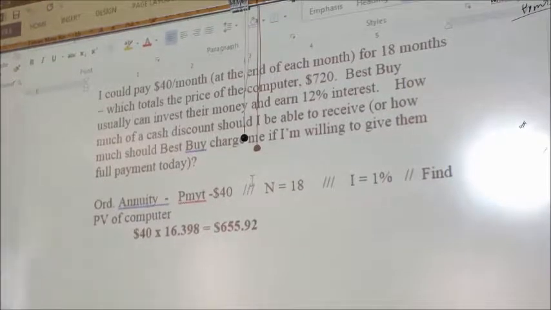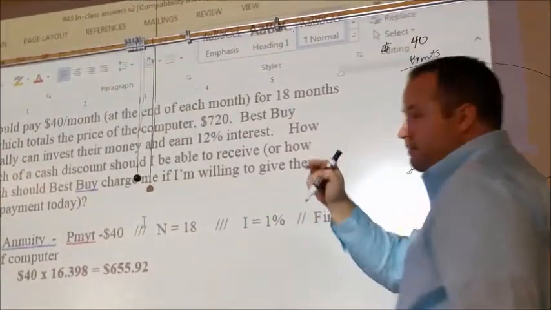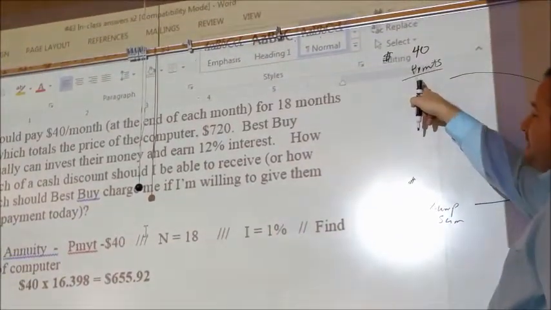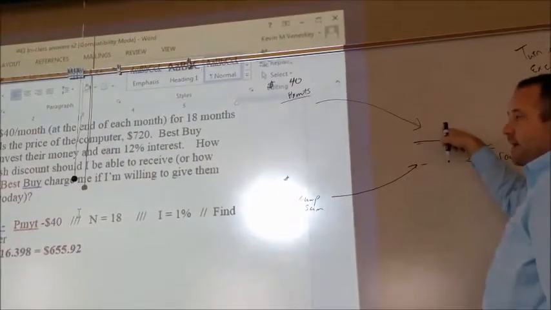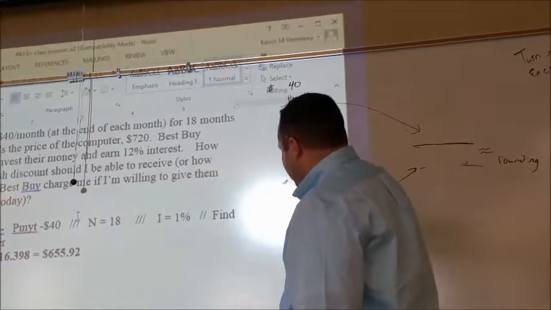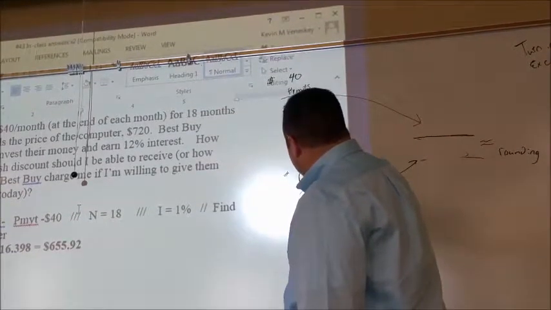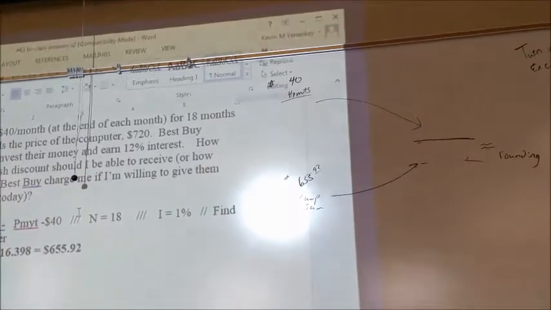And we can even prove it. I tell Best Buy, here's what: if you're going to make me pay $40 payments every month for 18 months, this is how much you'll have if you earn 12% interest. Or if I pay $655.92, this is how much you'll have.